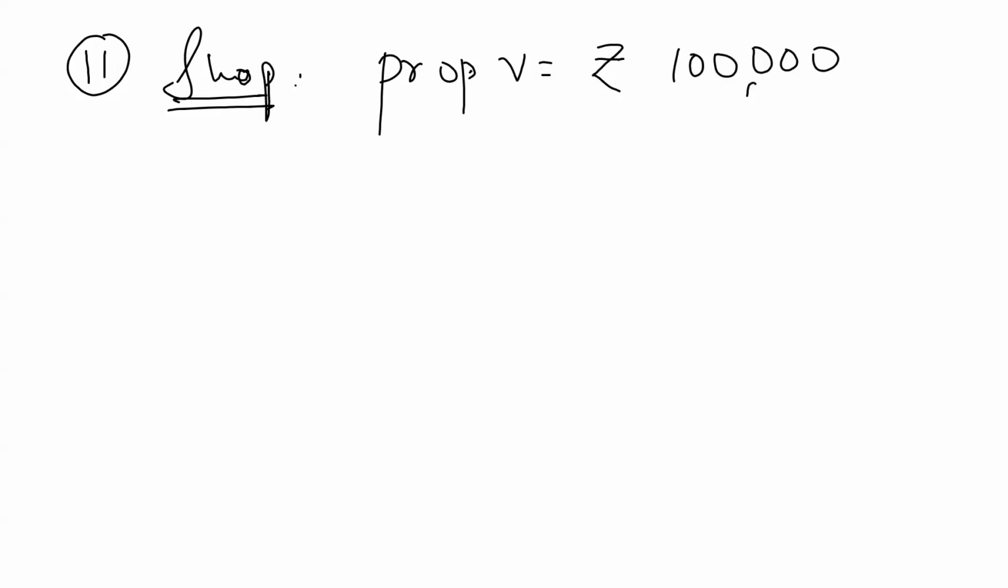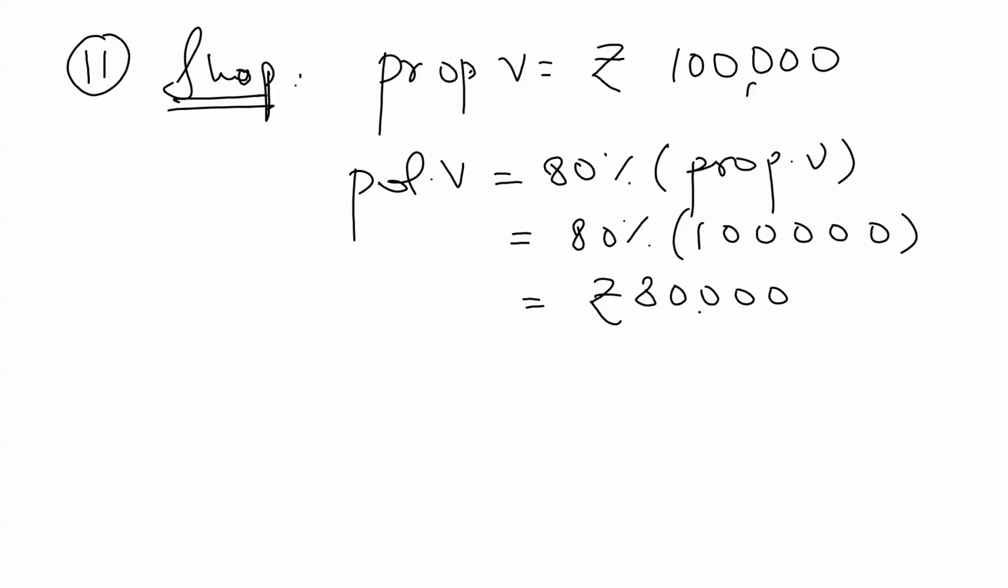Now in the third line, they have said the shop was insured for 80%. So the policy value for the shop is 80% of the property value of the shop. So 80% of 1 lakh. If you solve this, you'll get rupees 80,000. I hope you all know how to solve this.